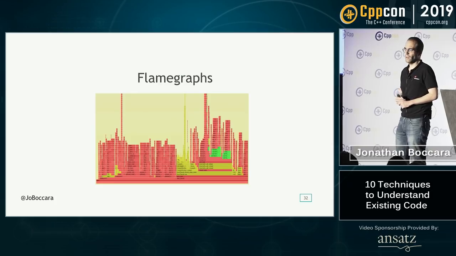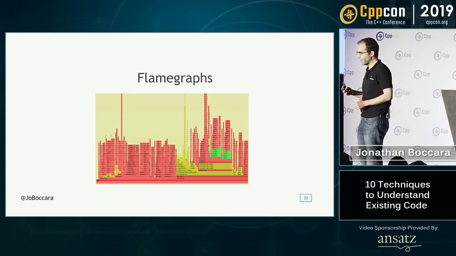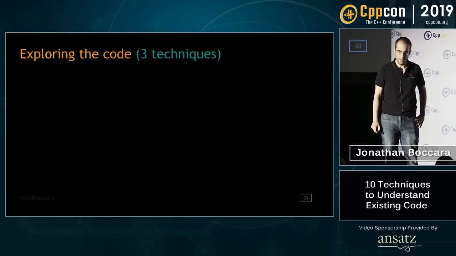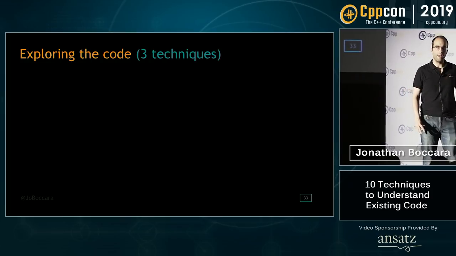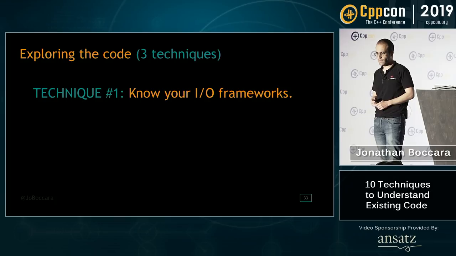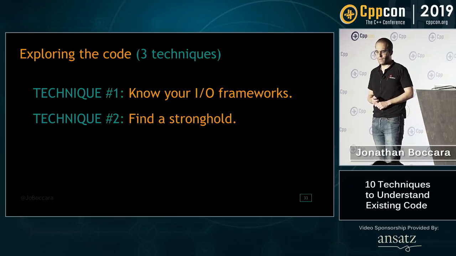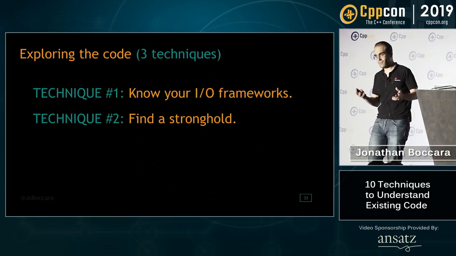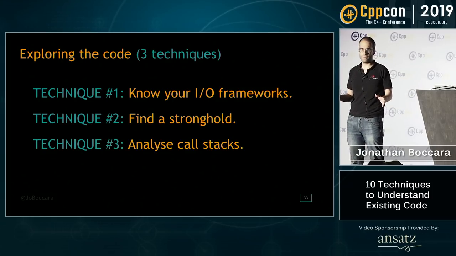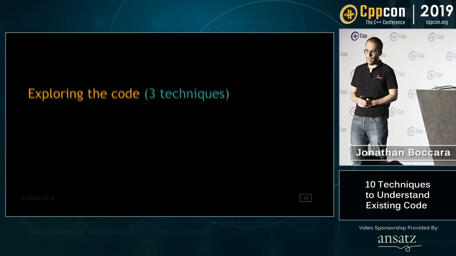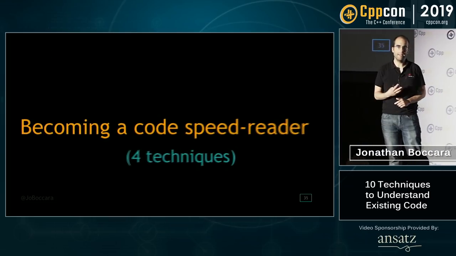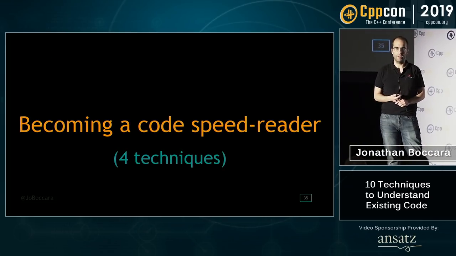You can also look at flame graphs, which give a view of several core stacks at the same time. That wraps up the first part about having a global overview of the code base: knowing your IO frameworks, finding a stronghold, or several strongholds, and exploring the world around them, and analyzing core stacks. We're now moving on to the second part, which is making sense of code really quickly.